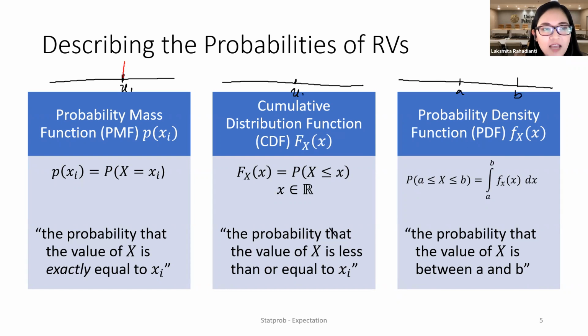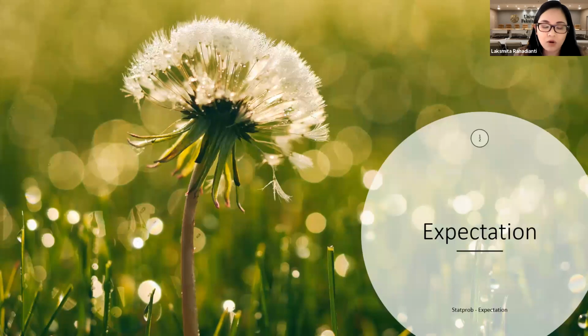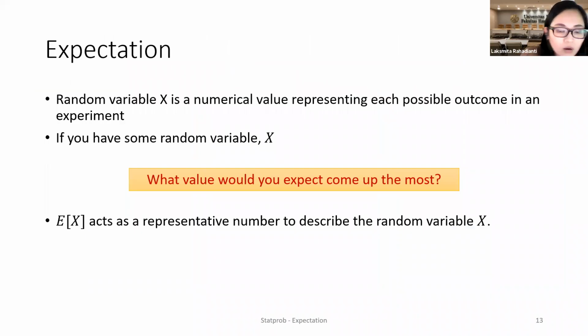So PMF is exactly having the probability of that point. And here is the probability up until that point. And for the probability density function, it is the probability between 2 points or an interval. So remembering those 3 things and how we can describe the probability of our types of variables, we now go on to expectation. So as the name says, what do you expect it to be? In this case, the random variable. What value do you expect it to have?